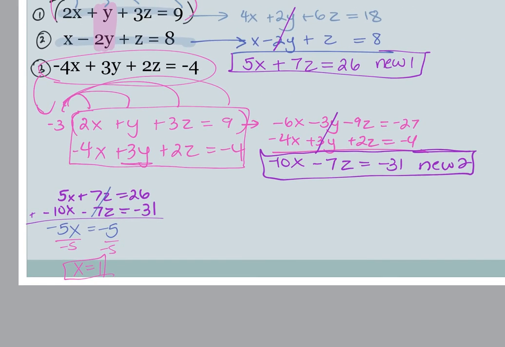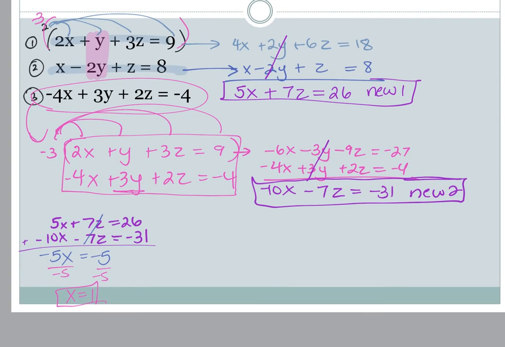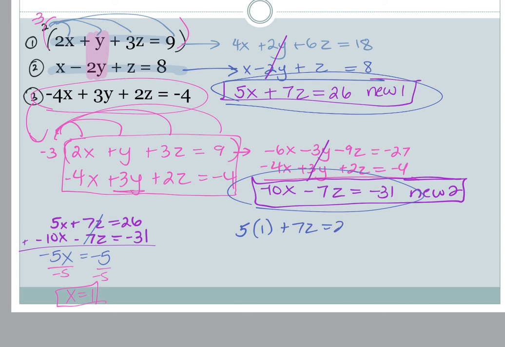Now, where do I go with that? Plug it back in. Can I plug it back into the originals? No, why not? You have to plug it into one of the ones that has 2 variables. If I plug it back into the original, there's still 2 unknowns, right? There's 3 variables there. I only know 1. It doesn't matter which of these 2 you pick. So if I just wanted to grab the top one, 5 times 1 plus 7 times z equals 26. 5 plus 7z equals 26. 7z would equal 21, and z would equal 3.